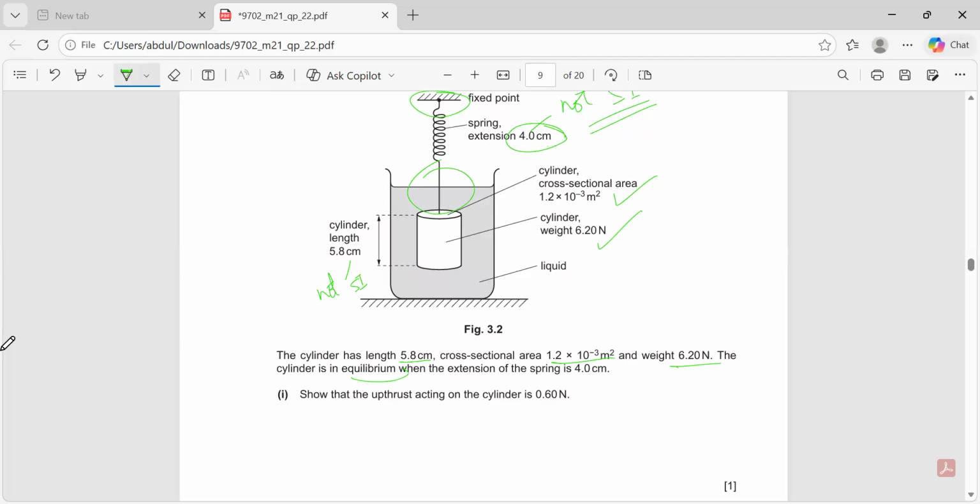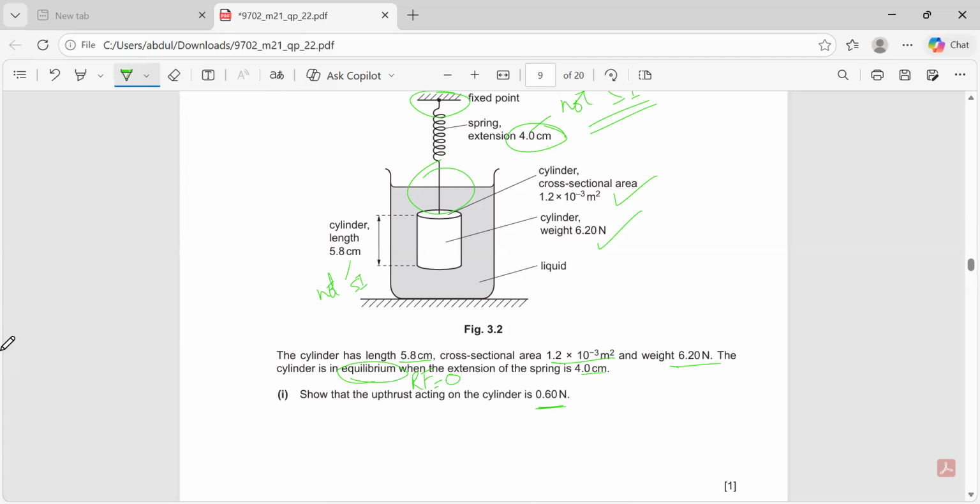The cylinder is in equilibrium. If the cylinder is in equilibrium, then, my dear son, the sum of the forces on it will be 0. The resultant force on this cylinder will be equal to 0. The extension of the spring is 4 centimeters. Show that the upthrust acting on the cylinder is 0.6 Newton. So upthrust we have to show.